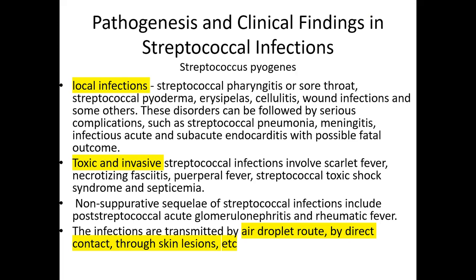Toxic and invasive streptococcal infection involves scarlet fever, necrotizing fasciitis, purpura fulminans, streptococcal toxic shock syndrome, and septicemia. Non-suppurative sequelae of streptococcal infection include post-streptococcal acute glomerulonephritis and rheumatic fever. The infection is transmitted by air droplets, or by direct contact through skin lesions, etc.